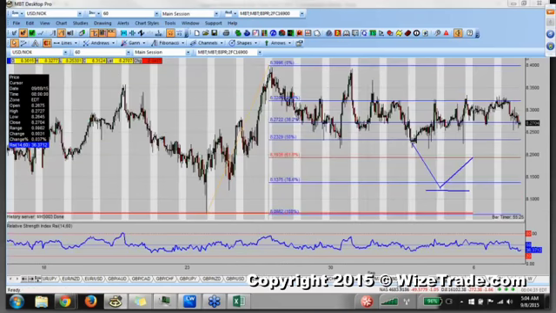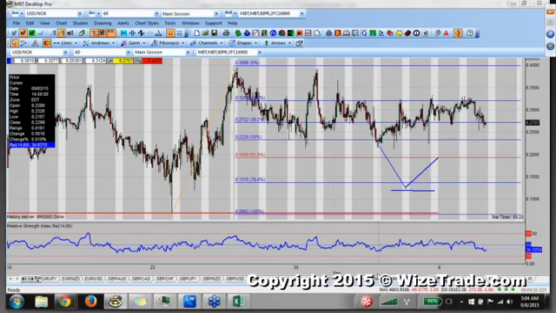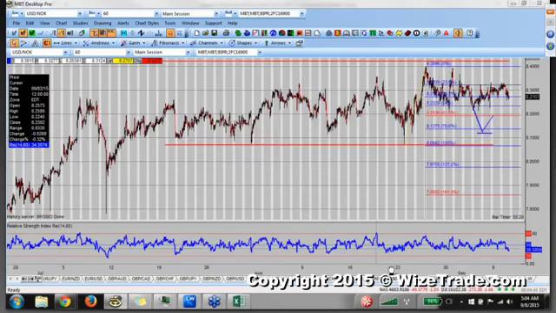Let's take a look at the Norwegian krona. Real tight trading range. Really tight trading range still.